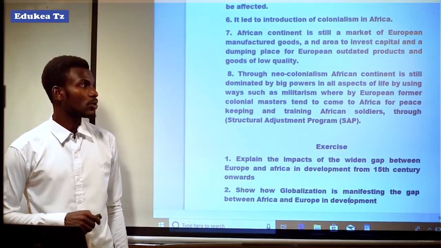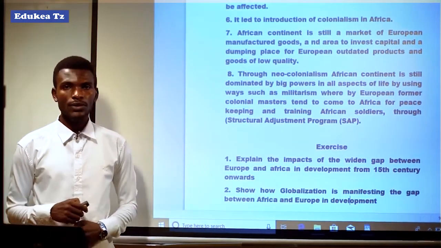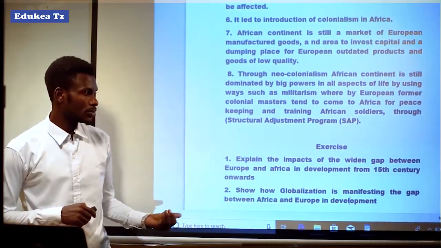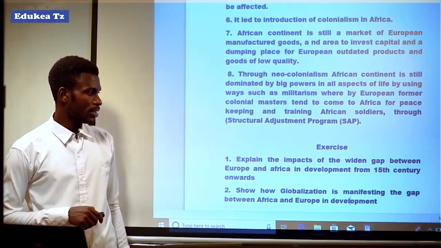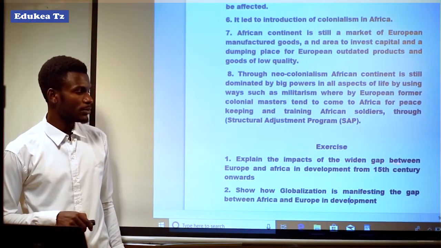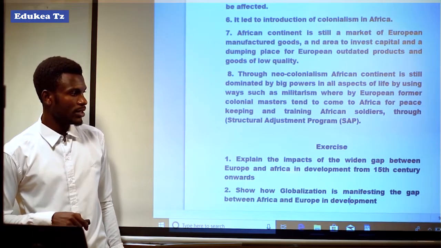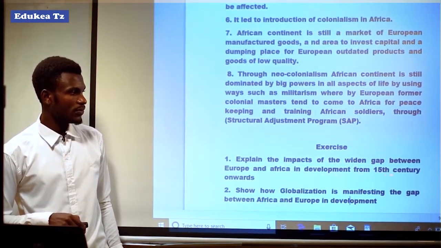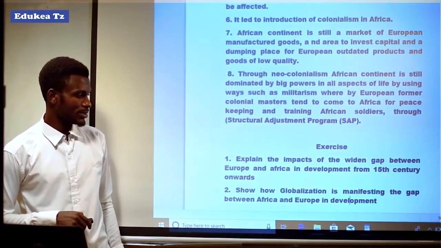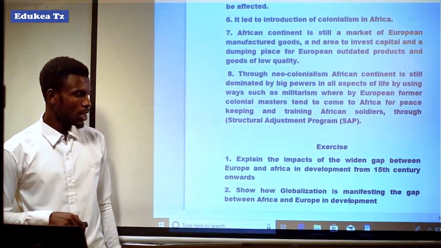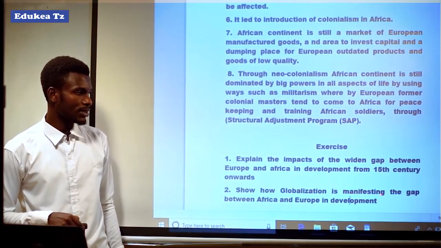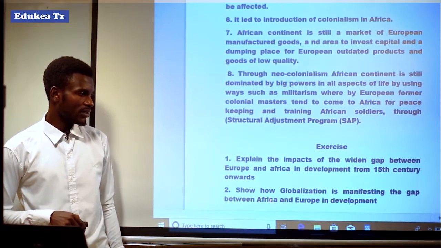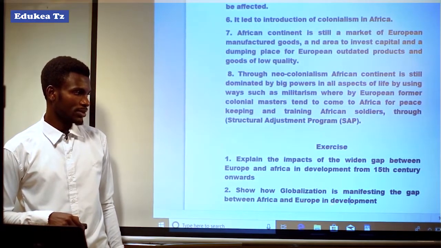As it is the end of our topic, I would like to give you two questions. The first one is, explain the impacts of the widened gap between Europe and Africa in development from the 15th century onwards. And the second one, show how globalization is manifesting the gap between Africa and Europe in development.